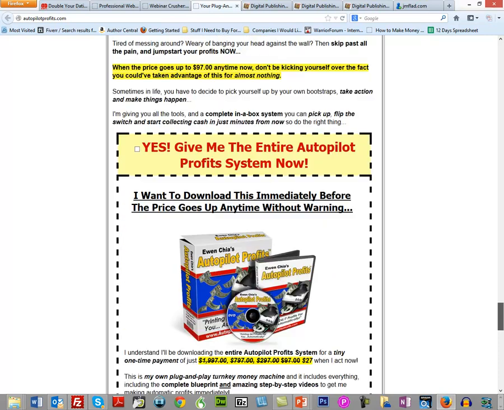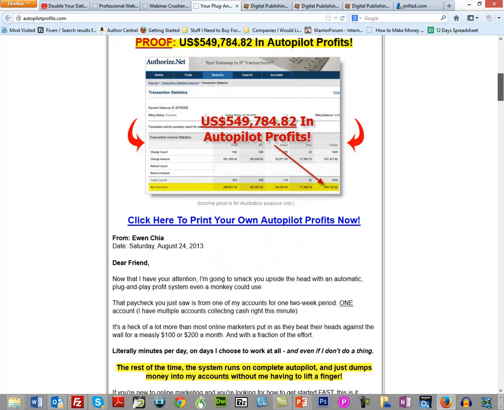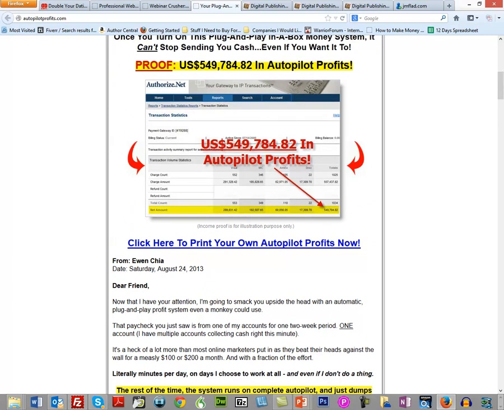Okay, we talked about authority. Boy, and authority is always important. You're going to see that here with Ewan Chia. Why does Ewan Chia have the right to tell you about autopilot profits? Well, because here's the proof. Right now, you could say this is proof, or what he calls it, but basically, this is authority. What gives him the right to teach you? Well, here are his results.